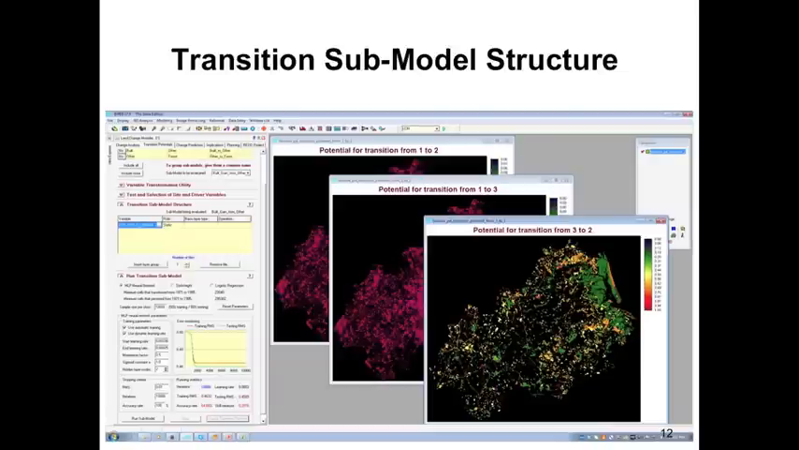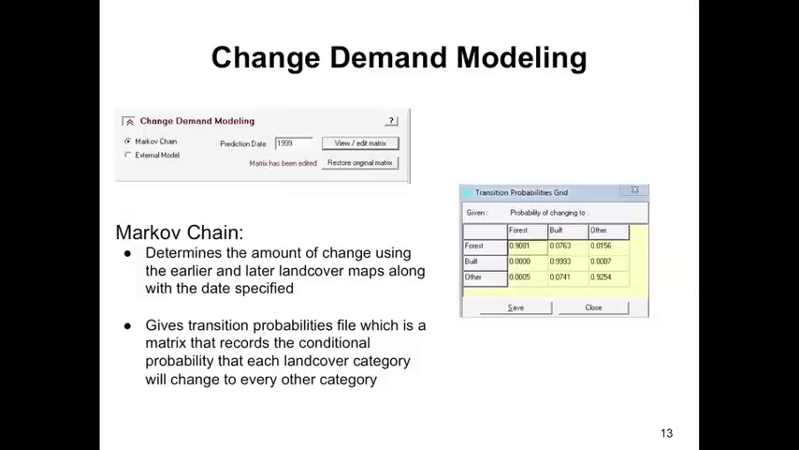We have used the default parameters in LCM for both of these methods. Once we complete the transition potential modeling for all included transitions, we are ready to perform change prediction. The change demand modeling panel helps to find the amount of change that will occur in 1999 using the Markov chain prediction process.